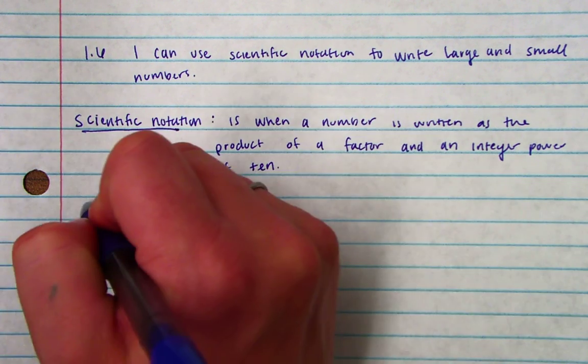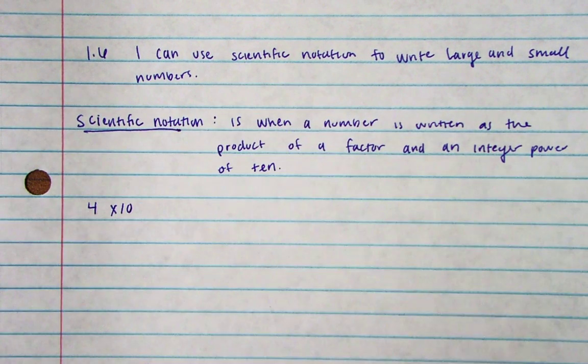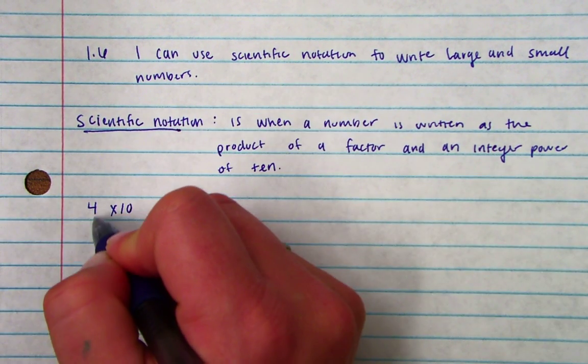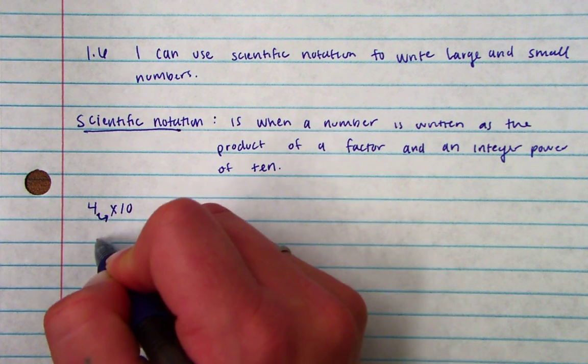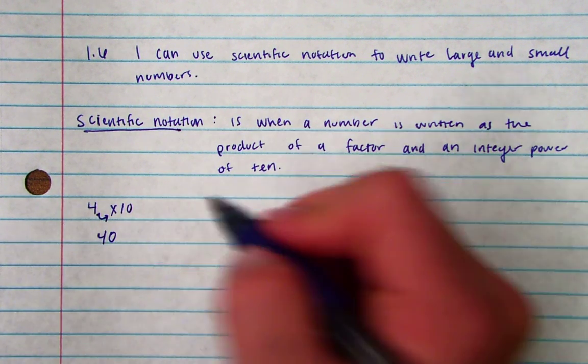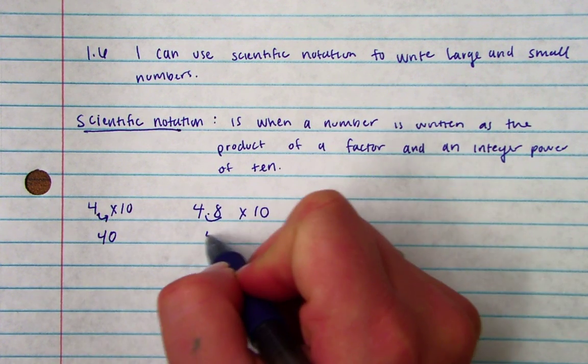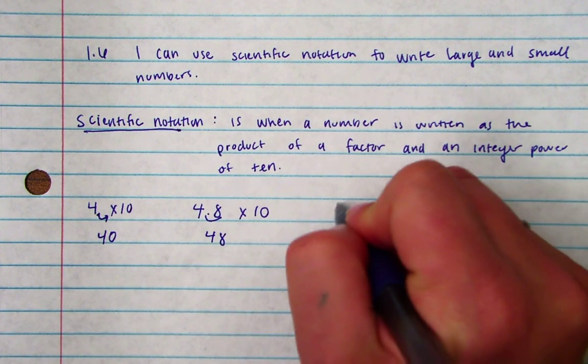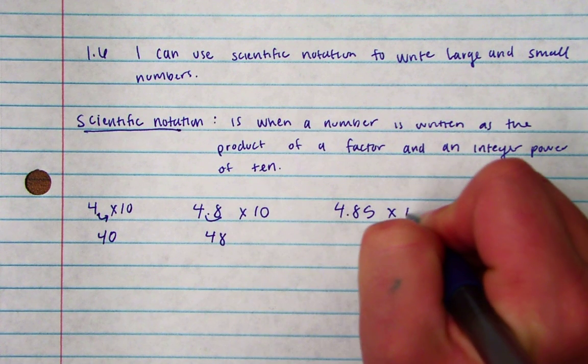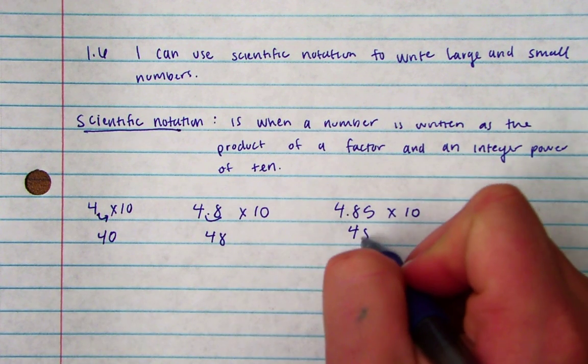So as you know, anytime you multiply a number by 10, you just move the decimal over 1 point. So this, we would move it over 1 this way, and we would have 40. If we had 4.8 times 10, we'd move this decimal over 1 place and have 48. If we had 4.85 times 10, we would move this over 1 time to have 48.5.